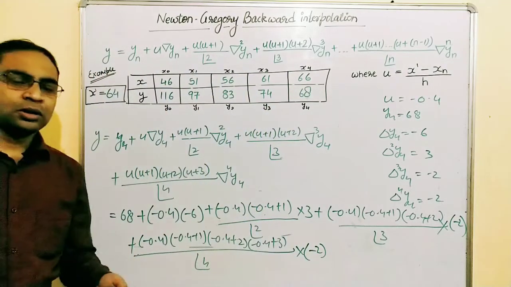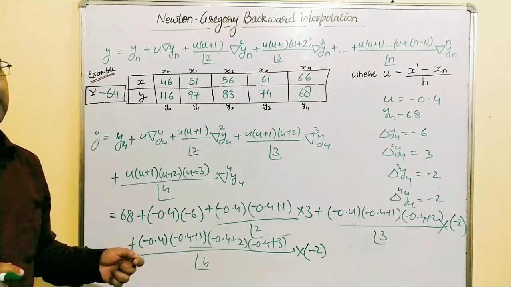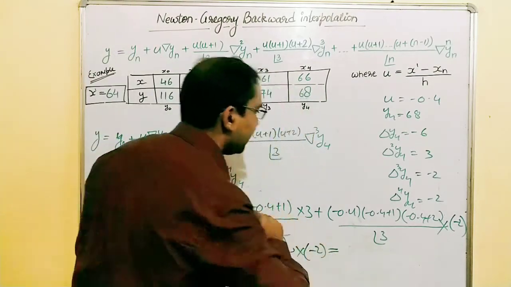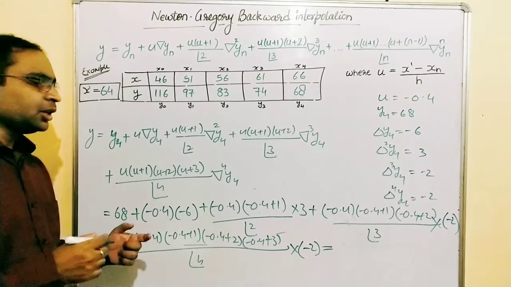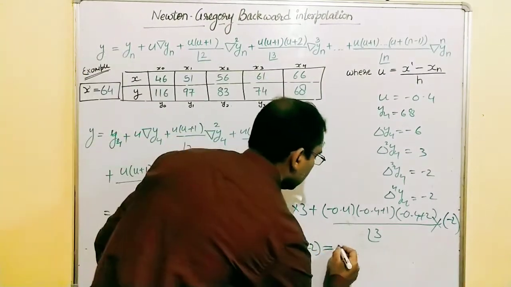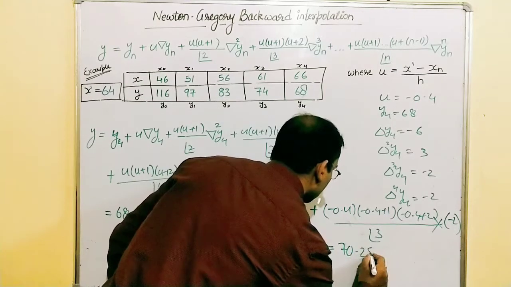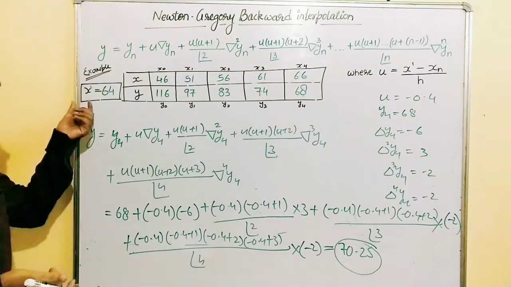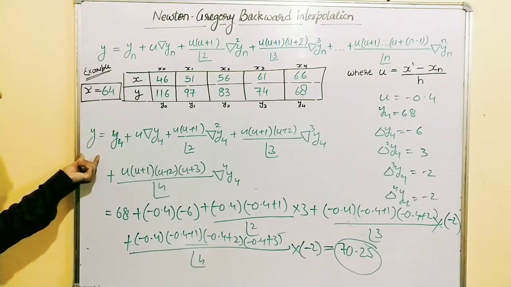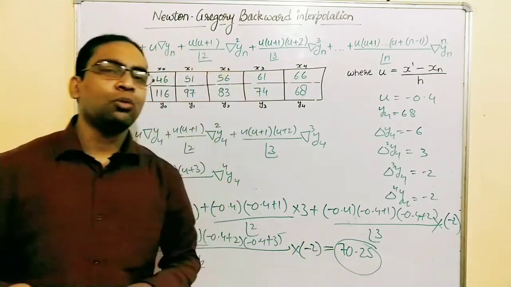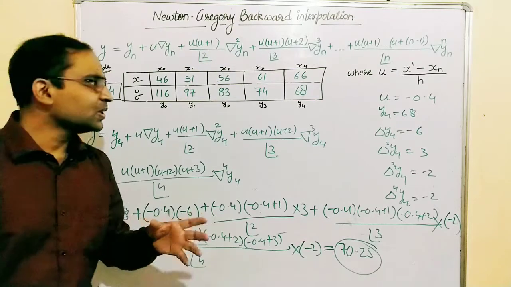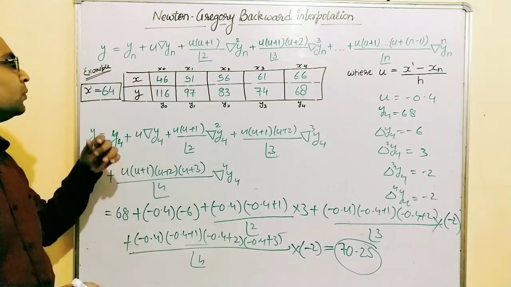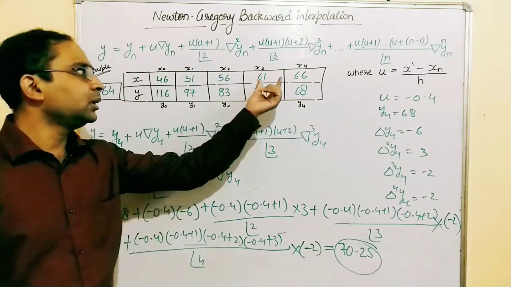So we have substituted all these values. Now we will use the calculator and we can evaluate the result of this value. By calculating with the calculator, this comes to be 70.25. So this is our final answer. At x is equal to 64, the value of y comes to be 70.25.